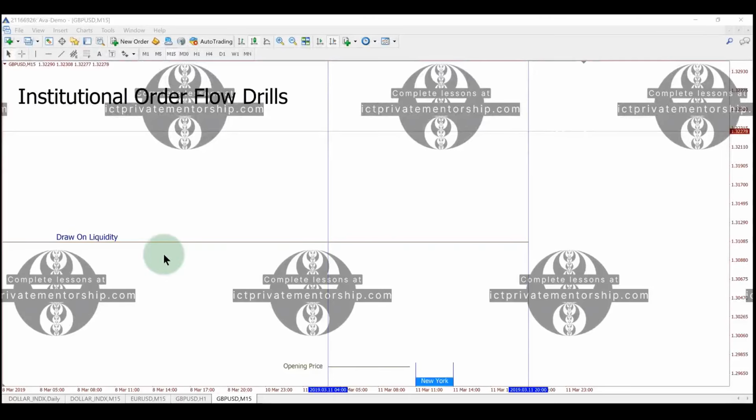So where price is right now, that's current market price, and where it should reach to, that's our range. Okay, inside that range, it can be further defined relative to the kill zone. So now we're going to incorporate the New York kill zone. This drill is only to be practiced in the New York session.